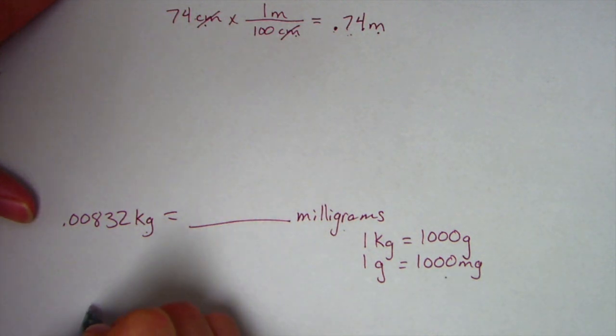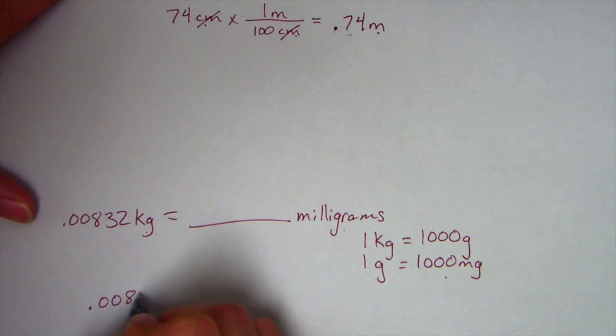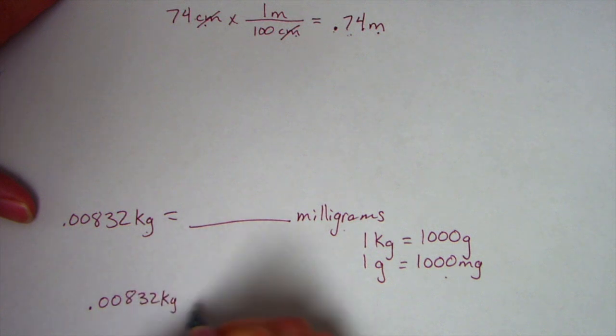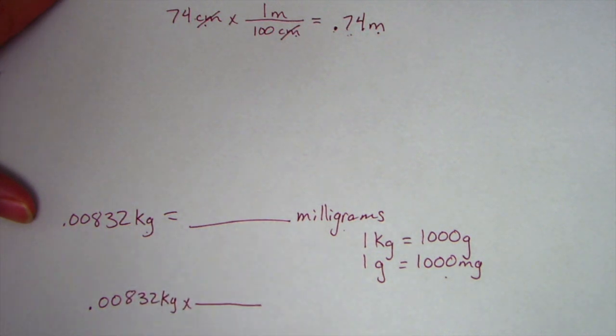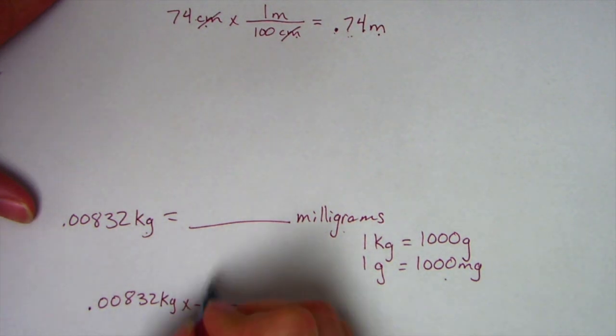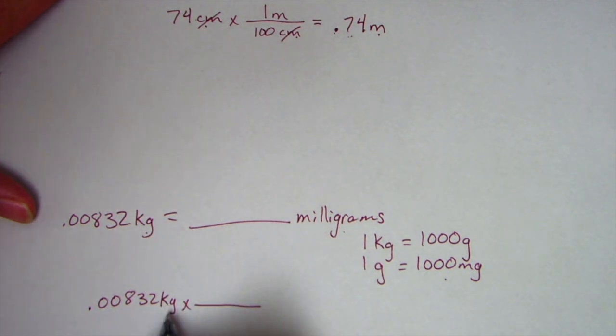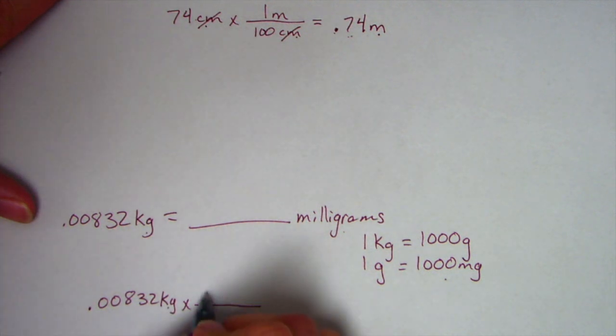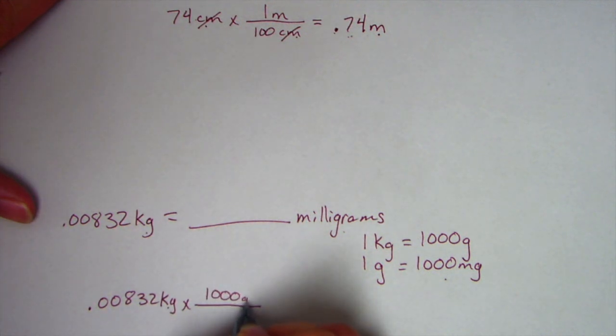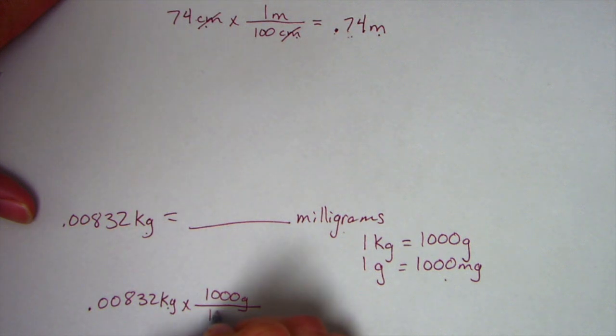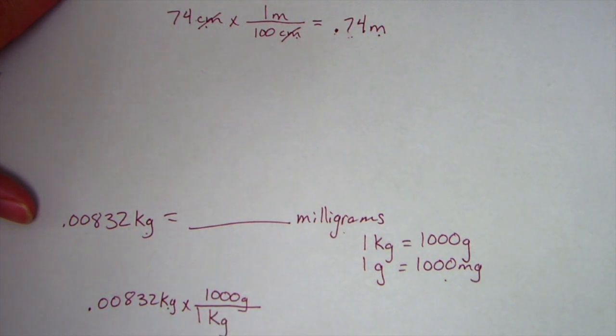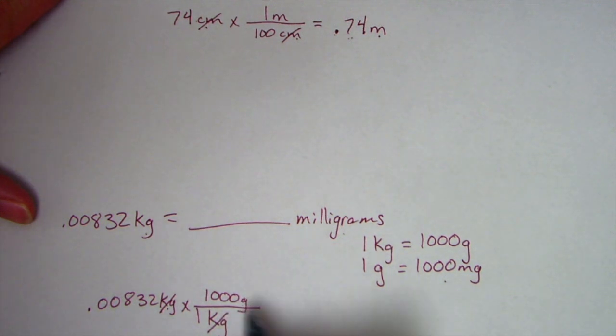So we're going to start out with our 0.00832 kilograms, and we are going to do a factor to convert this into grams. Grams is a smaller unit than our kilograms, so we're going to end up multiplying by the larger number. So we're going to put grams on top, and we're going to put the 1 kilogram on bottom. So again, to check our work, we can cancel out these kilograms, and we're left in grams. But grams isn't the answer we want.